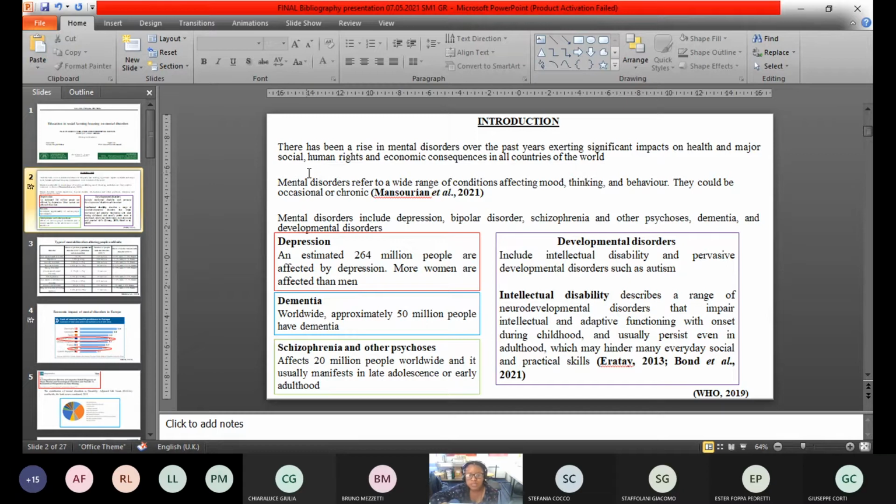And intellectual disabilities describe a wide range of neurodevelopment disorders that can impair both intellectual and adaptive functioning, which can have problems in later years for the social or practical skills of a person. And these intellectual disorders can present themselves during childhood and they can persist until adulthood.